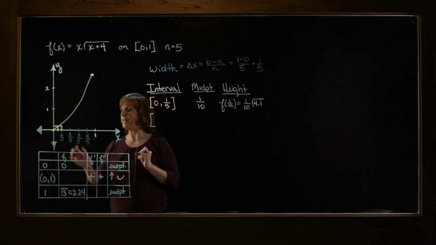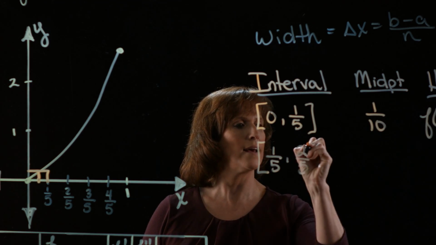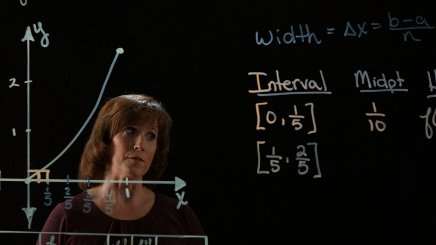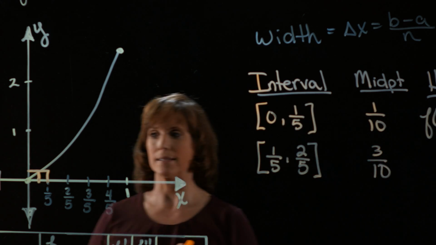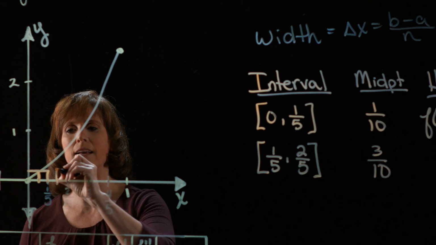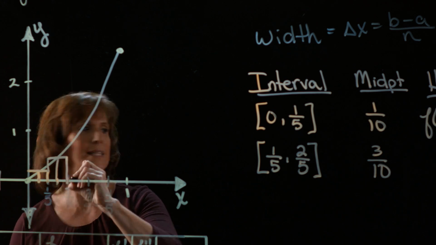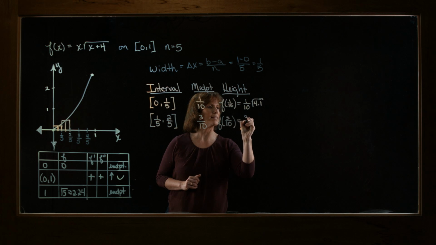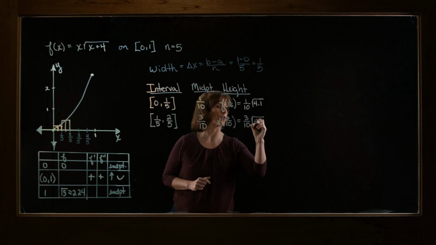My next interval is going to be the interval from 1/5 to 2/5. And again, I need to find the midpoint. So I'll add these two together, that gives me 3/5, and then divide by 2. So that leaves me with 3/10. So 3/10 is going to be the midpoint of that interval. To calculate the height of my rectangle, I want to take f of 3/10. So f of 3/10 is going to be 3/10 times the square root of 4 plus 3/10. Well, that's the square root of 4.3.